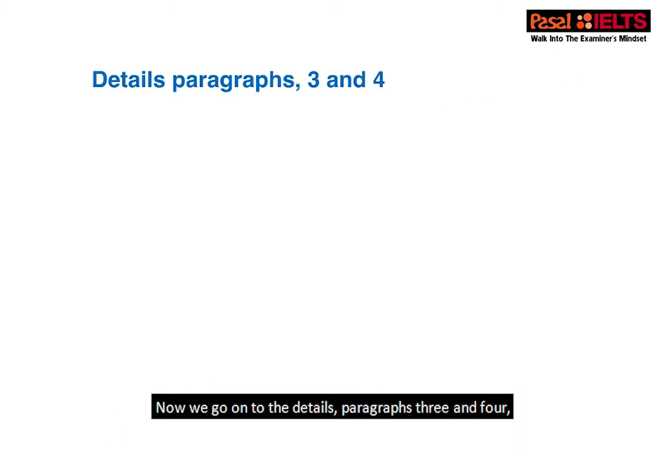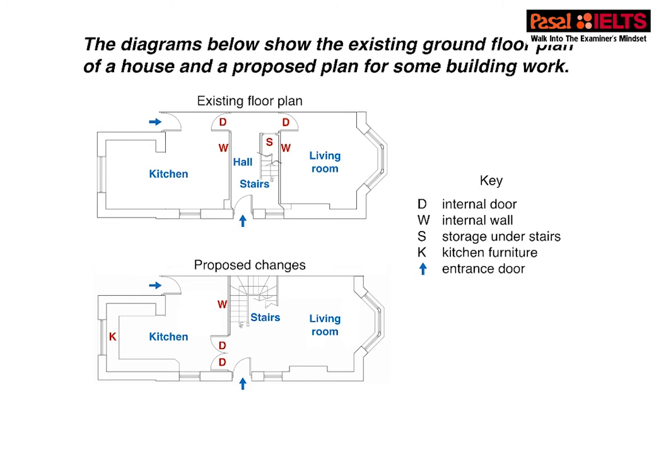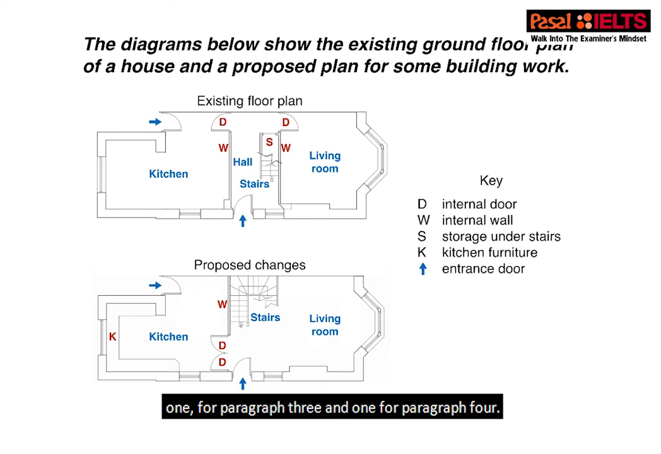Now we go on to the details paragraphs 3 and 4. Starting with paragraph 3, we need to look at the diagrams again and choose what we're going to describe. Many people for this type of diagram would separate the 2 diagrams, one for paragraph 3 and one for paragraph 4. I'm not going to do that. I prefer to compare the 2 diagrams. You'll get a higher score if you do that.